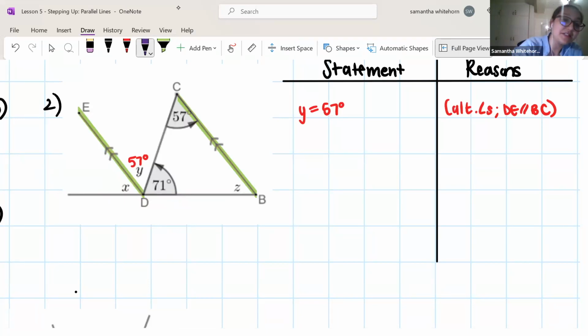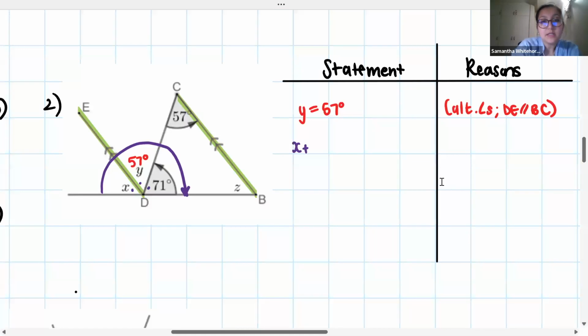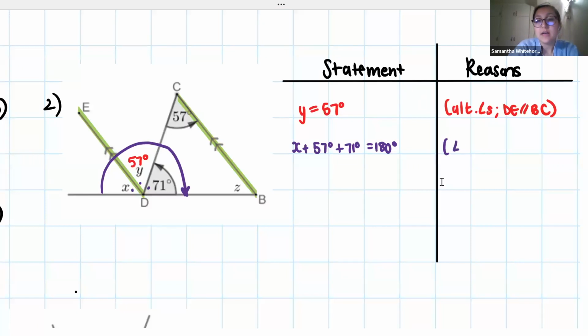I'm going to do x because I see that I've got angles on a straight line here. x, y, and 71 are all adjacent angles on a straight line. And so that means I can use my straight line reason. So x plus y, which we know is 57 because we've just worked it out, plus 71 must be equal to 180 degrees. My reason: angles on a straight line.